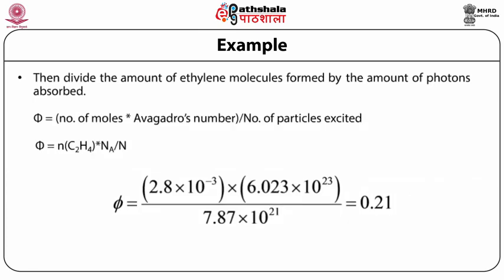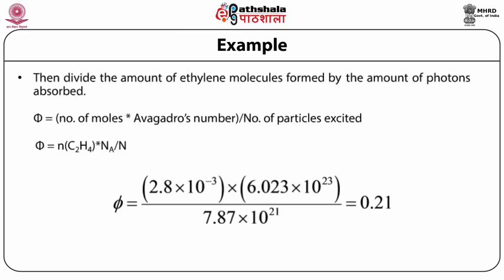Here phi is equal to the number of moles multiplied by Avogadro's number divided by the number of particles excited. So this can be written as phi is equal to n multiplied by Avogadro's number divided by N. These values are given in the question: 2.8 × 10^-3 for the value of n, and we know Avogadro's number is 6.023 × 10^23, and the number of molecules we have calculated, N, is 7.87 × 10^21. By putting all these values, phi is calculated to be 0.21.